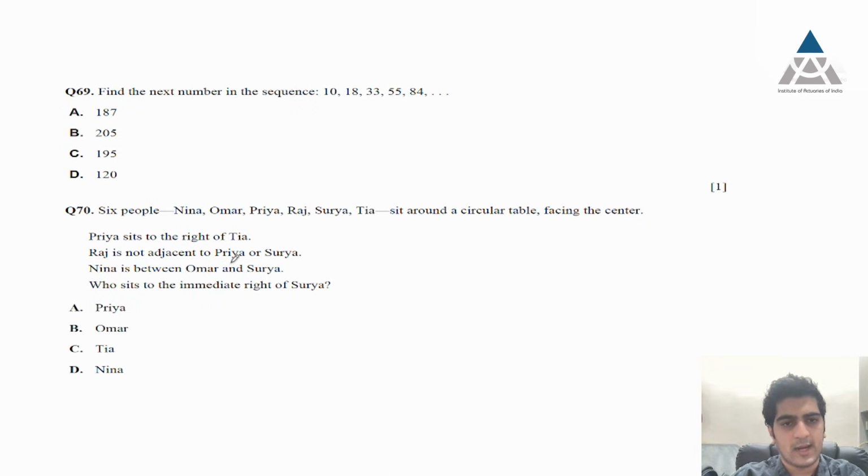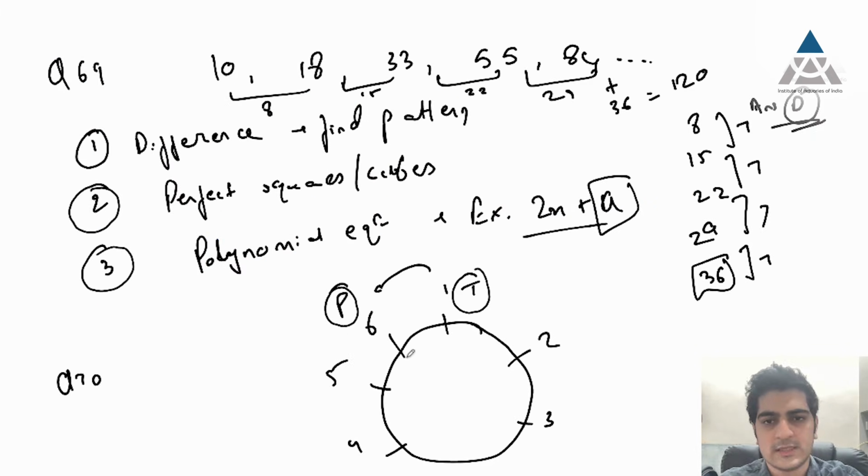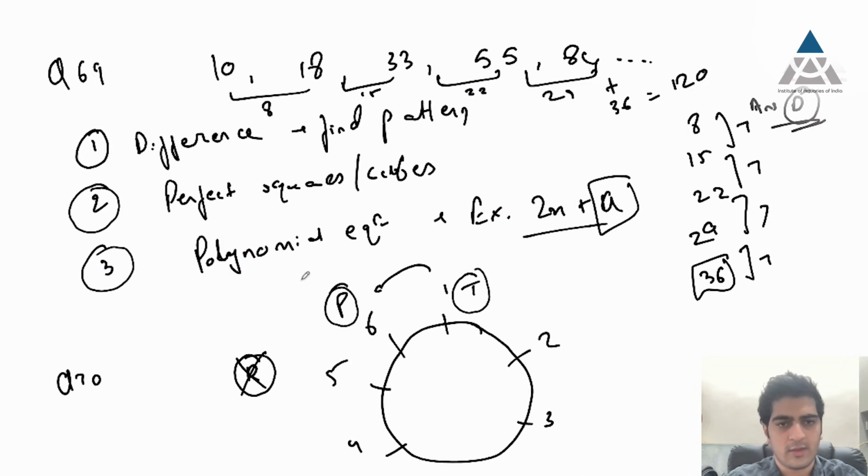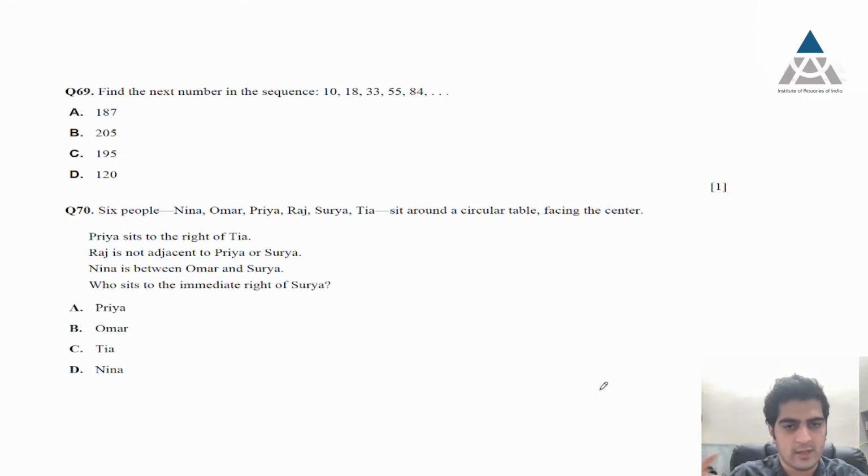Raj is not adjacent to Priya or Surya, which means Raj is definitely not here. That's all we know. So he's not adjacent. Anyway, one side adjacent is Tia. Here we definitely do not have Raj. So I'll just write here R is not here. And he's not adjacent to Surya also, which means Surya is somewhere, but Raj is not adjacent to Surya. Let's first try and find Surya and then we'll plot Raj. Okay.